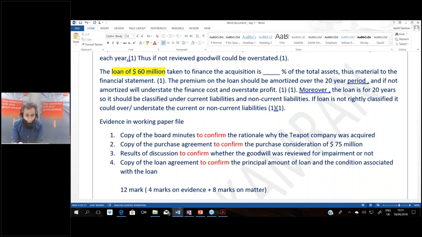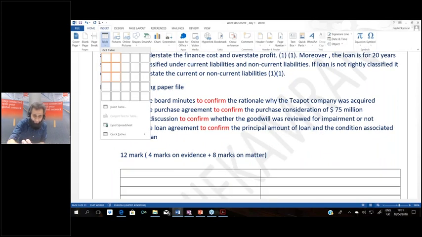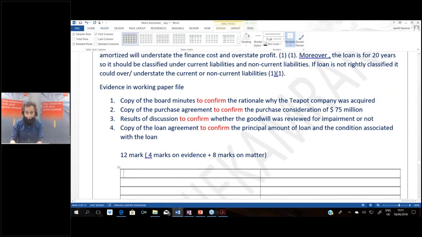Okay, see how I made my equation. 8 matters and 4 evidences is equal to 12. Now, can a student go to the exam hall? Just need to illustrate one thing, again, the examiner conference and the examiner question and answer session. The student has to write matters, and the student has to write evidences in the working paper file.